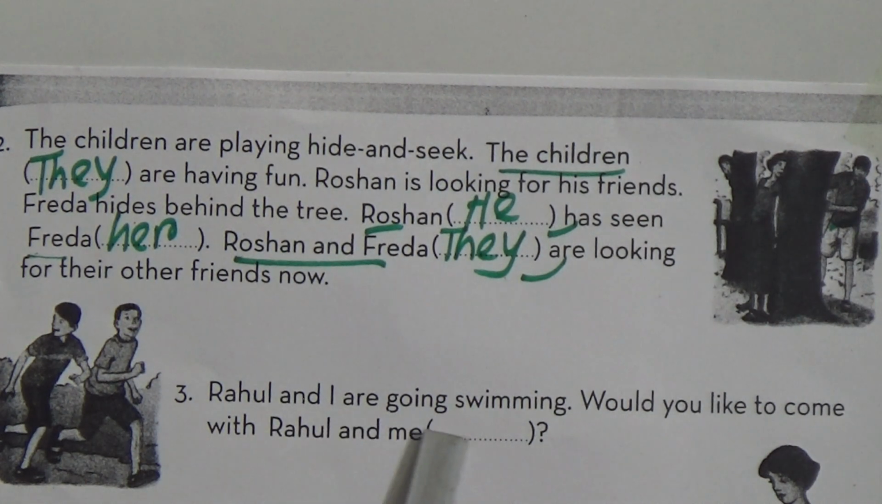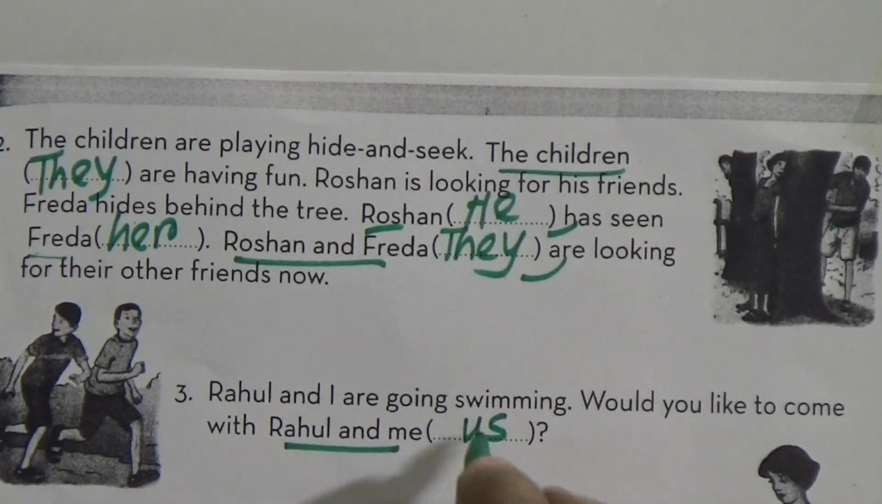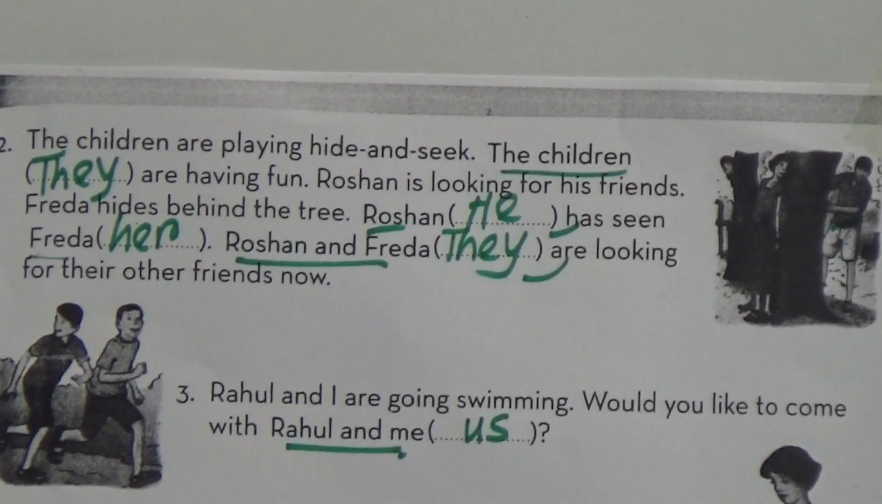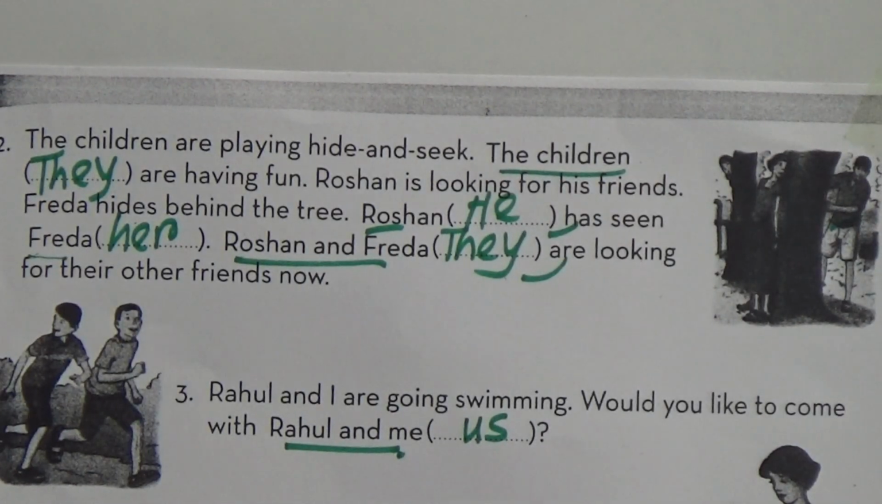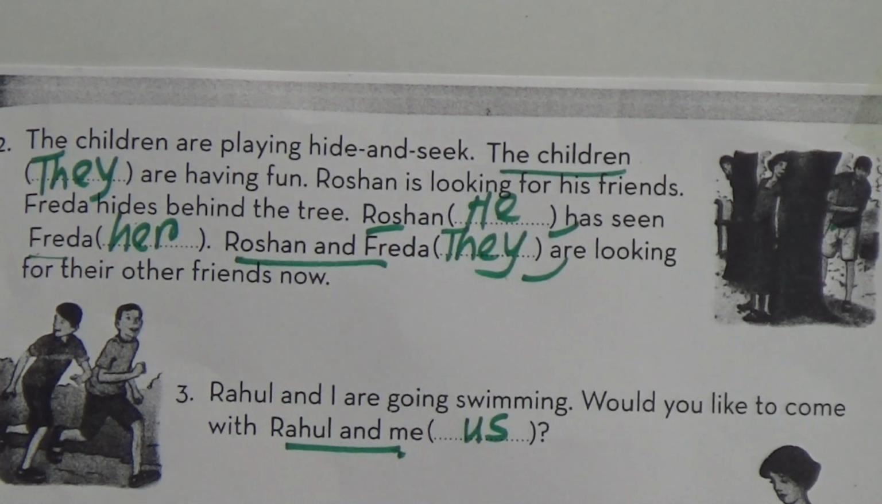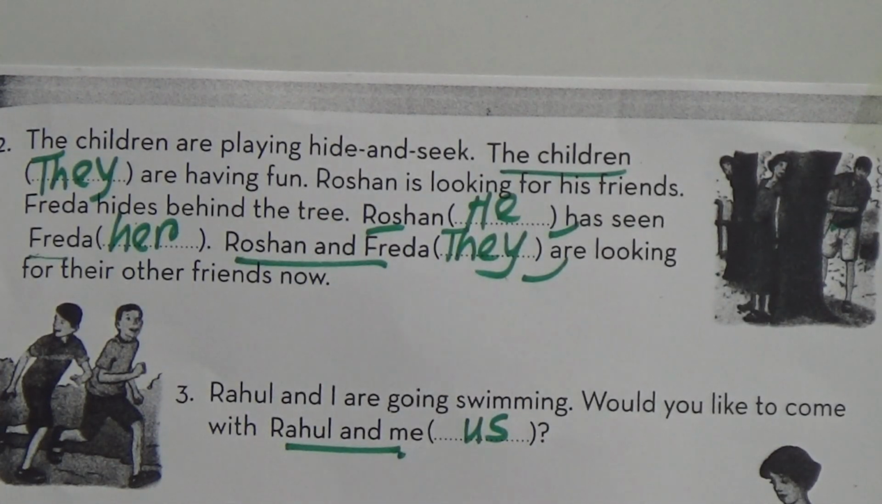Number 3, Rahul and I are going swimming. Would you like to come with Rahul and me? Look, Rahul and me. Okay. And so instead of these, we have to use the objective pronoun us. Rahul and me. As me is mentioned here, that's why we have to use us. Shopna loves her toys. She is always playing with her toys. Her toys means one toy or many toys? Many toys. That's why we have to use the objective pronoun here, them. Why objective pronoun? Because this is a verb. After the verb, we have to use the objective pronoun.